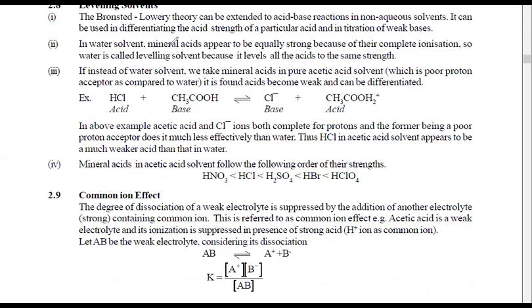Before understanding common ion effect, think about Le Chatelier's principle. Now let's think about this Le Chatelier's principle. What is Le Chatelier's principle? I hope everyone remembers Le Chatelier's principle.